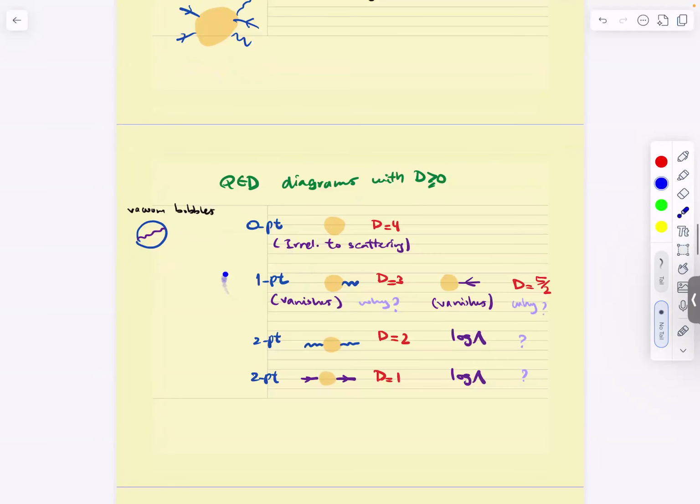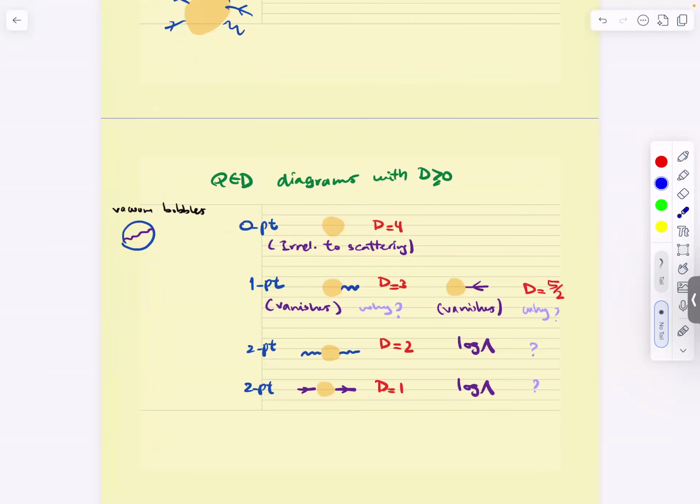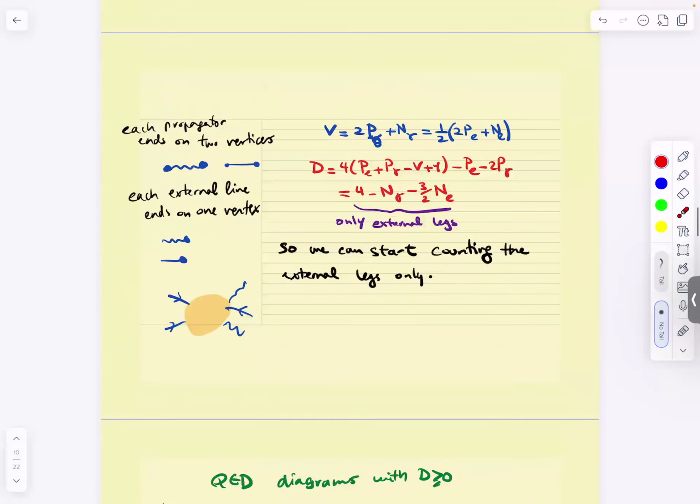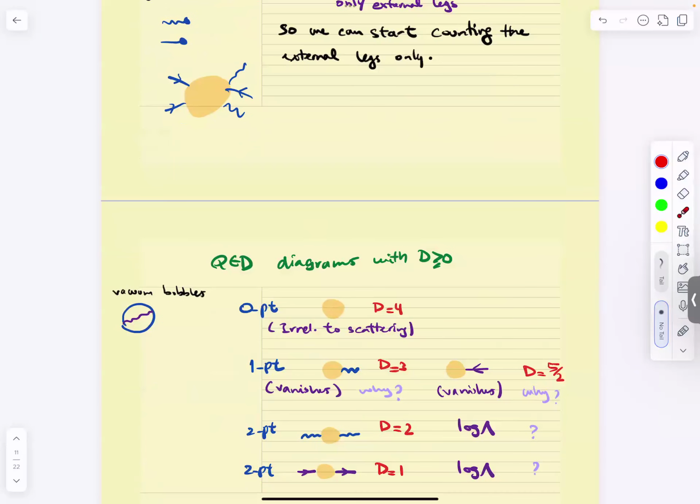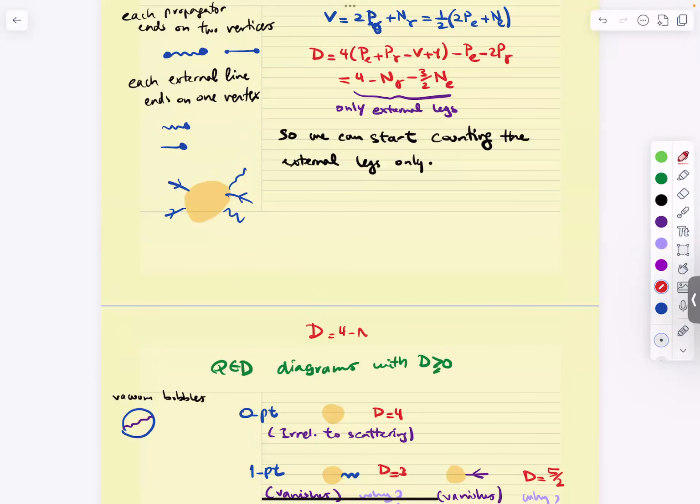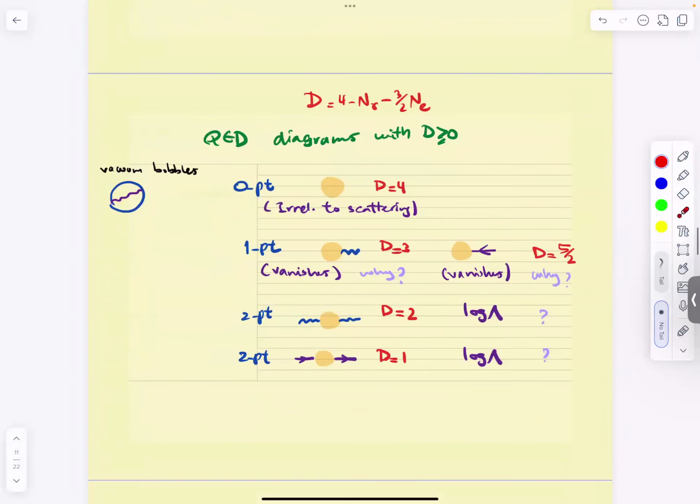Next is the 1-point function. For example, 1 photon coming in, or 1 electron coming in. Let me just write the formula down again here. D is 4 minus n gamma minus 3/2 n electron. For the 1-point functions, here D is 3 and here D is 5/2. Both of these vanish. Do you know why?